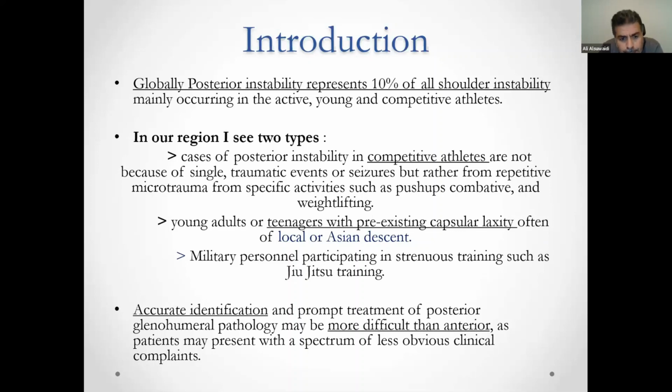Now, as we know, posterior shoulder instability differs from anterior instability. So accurate identification and prompt treatment is more difficult than anterior. Sometimes it's missed because it's a vague pain, and this is the symptom presentation. It's not easy to diagnose sometimes.